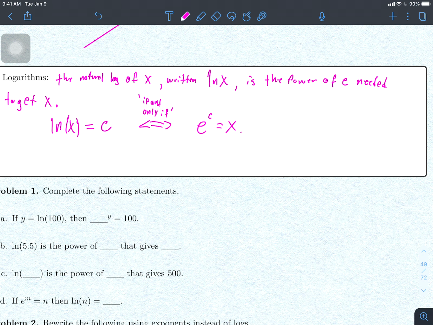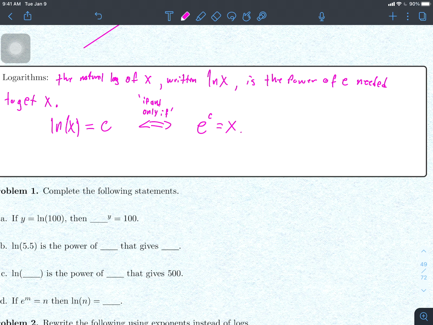So, what does this really mean? I guess what it means is if I say ln of x, what I'm talking about here is the number c such that if I do e to the c, I get x.